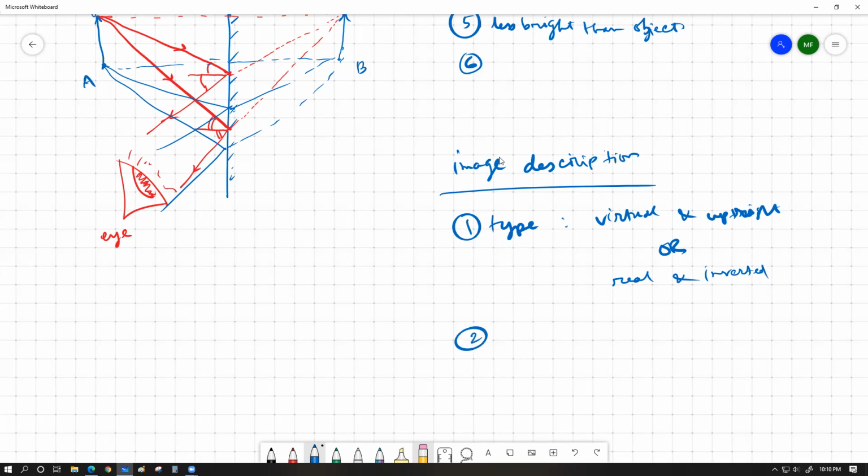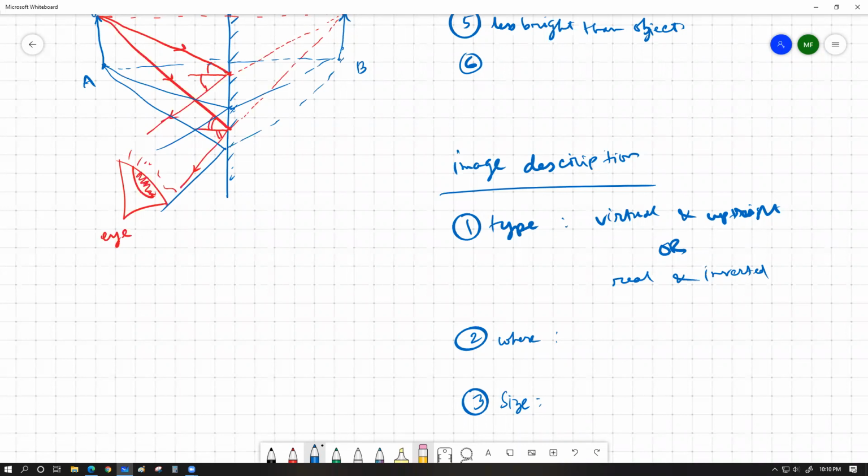Number two property that we use to describe the image is where it is located. And number three that we use to describe is size. Size in this case actually means magnification, which means is it equal to the size of the object, bigger than the object, or smaller than the object. So these are the three pieces of information that are used to describe one image completely. These three things can come very useful whenever we're going to go for the lens figures, which I'm going to show you after a while.